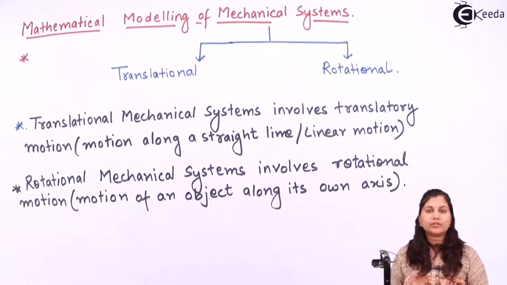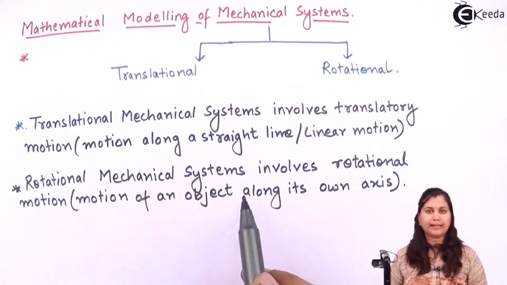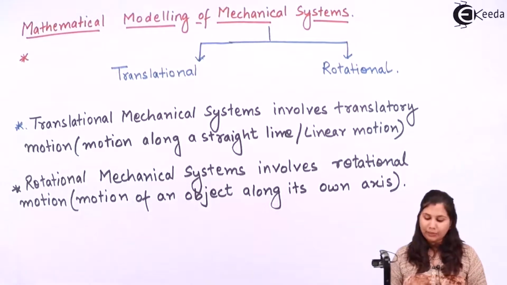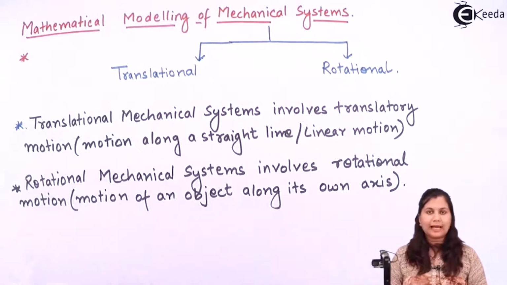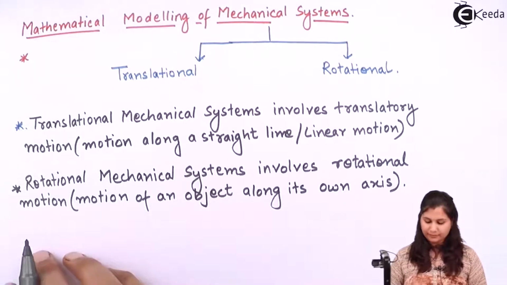So these are the two types of mechanical systems: translational mechanical systems and rotational mechanical systems. Now we will study the mathematical modeling of each of these mechanical systems one by one. So let us start with the translational mechanical systems.